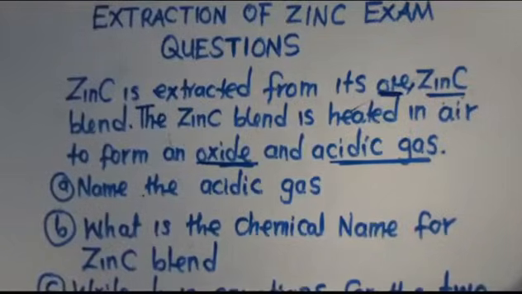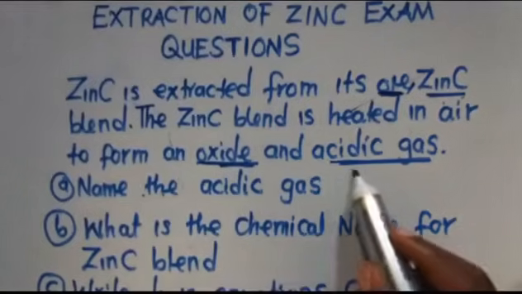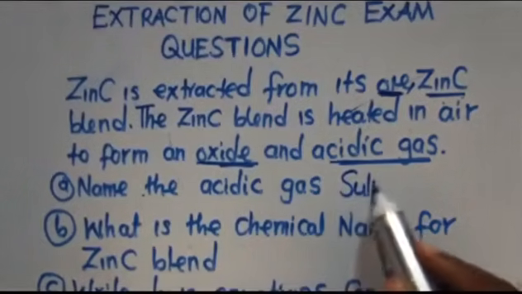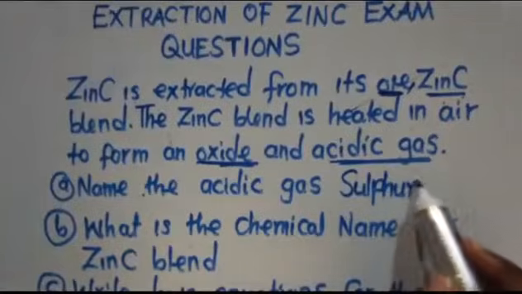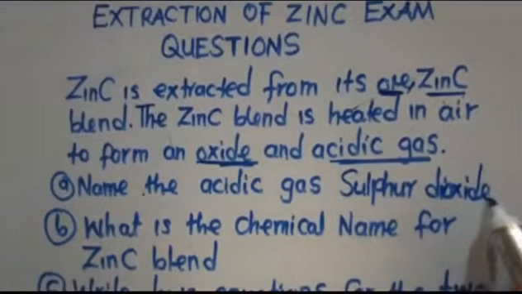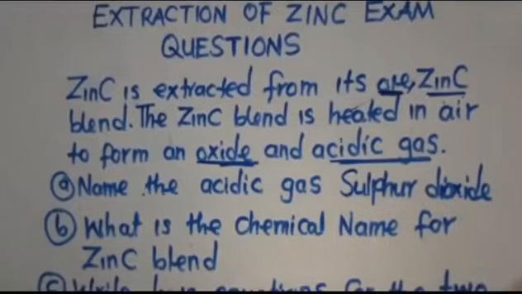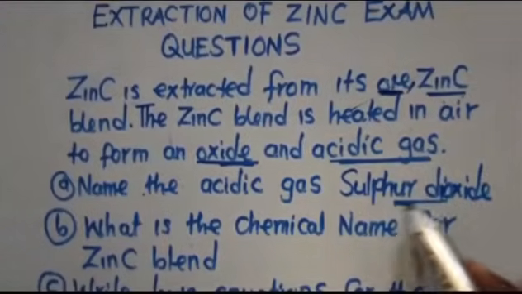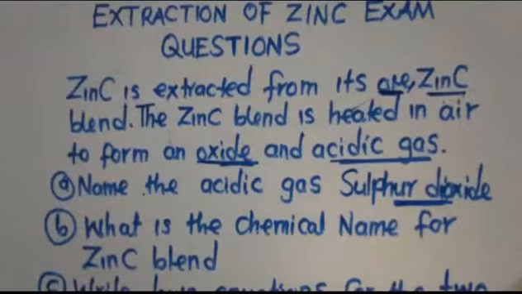So follow me clearly, even as I take you through. I'm going to explain how I've known that this is the acidic gas that has been produced. So we are saying that it is what? Sulfur dioxide. This is the acidic gas that has been produced.